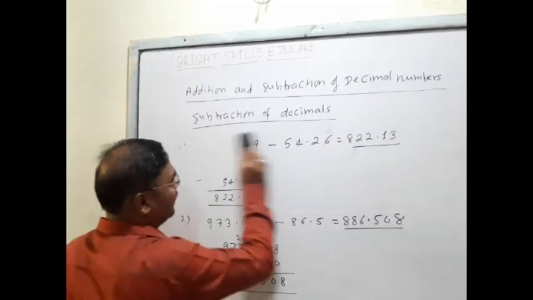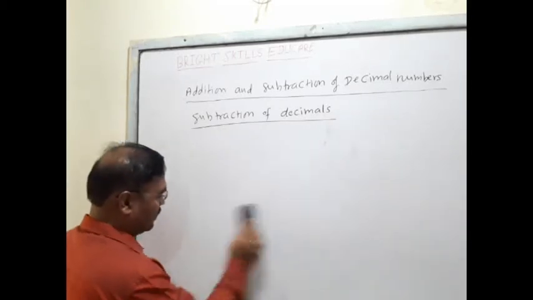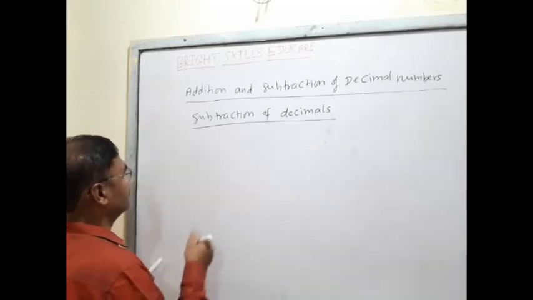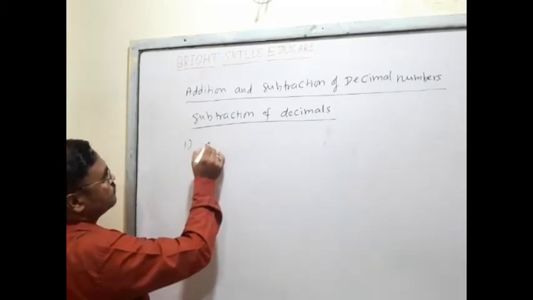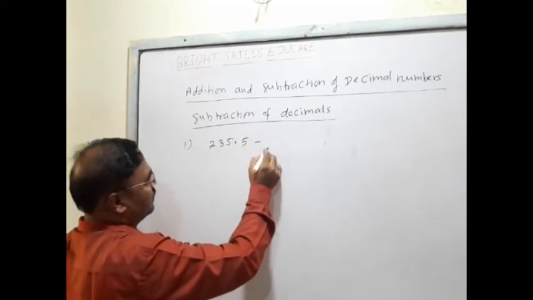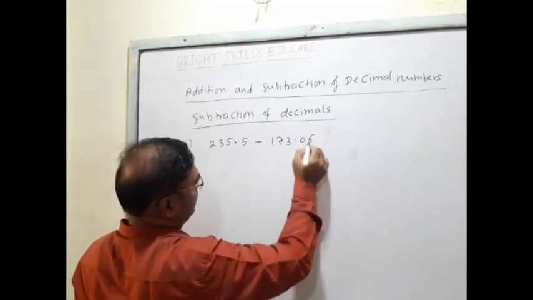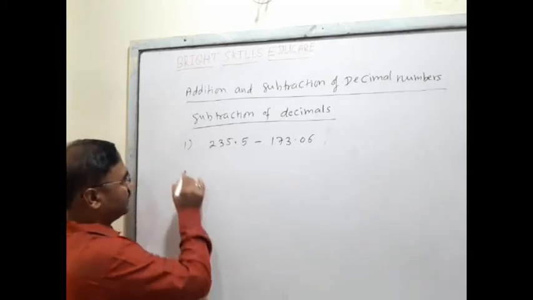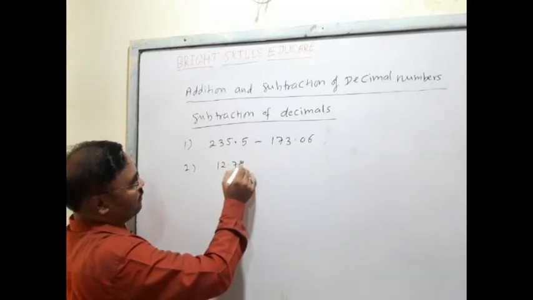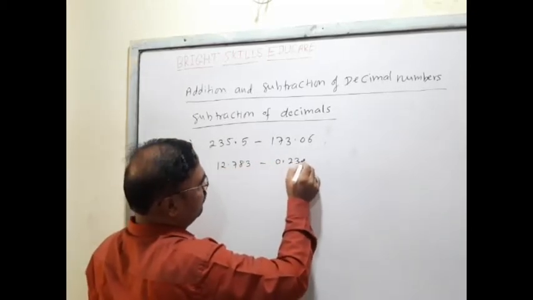Let us do some examples of subtraction of decimals. 5 sums I am giving you. First one, 235.5 minus 173.06. Second one is 12.783 minus 0.231.